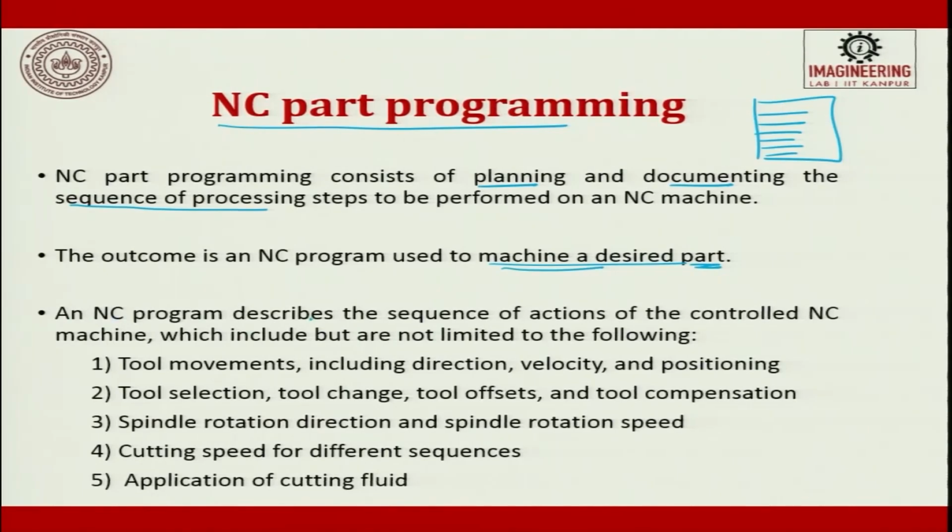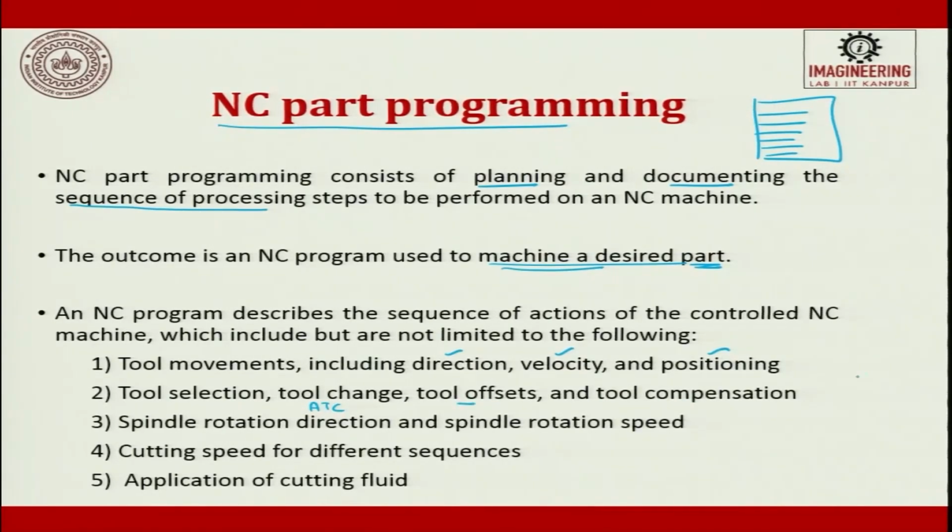An NC program describes the sequence of actions of the controlled NC machine, which include but are not limited to the following: tool movement including direction, velocity, position. Till now we were talking about position and velocity. Now we are also talking about direction, plus or minus. Then tool motion, tool selection, tool change, we saw ATC, the automatic tool changer, tool offset and tool compensation.